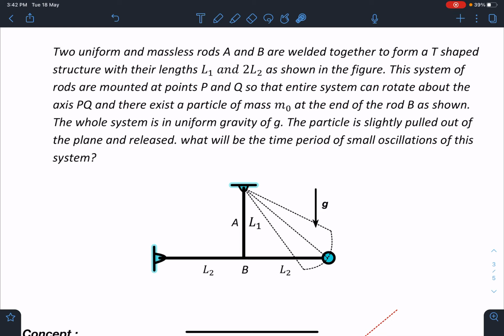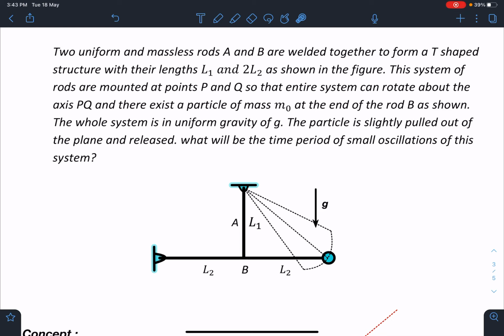So here two uniform and massless rods A and B are welded together to form a T-shaped structure with their lengths L1 and 2L2 as shown in the figure. This system of rods is mounted at points P and Q so that the entire system can rotate about the axis PQ, and there exists a particle of mass m0 at the end of rod B as shown. The whole system is in uniform gravity g. The particle is slightly pulled out of the plane and released. What will be the time period of a small oscillation of this system?